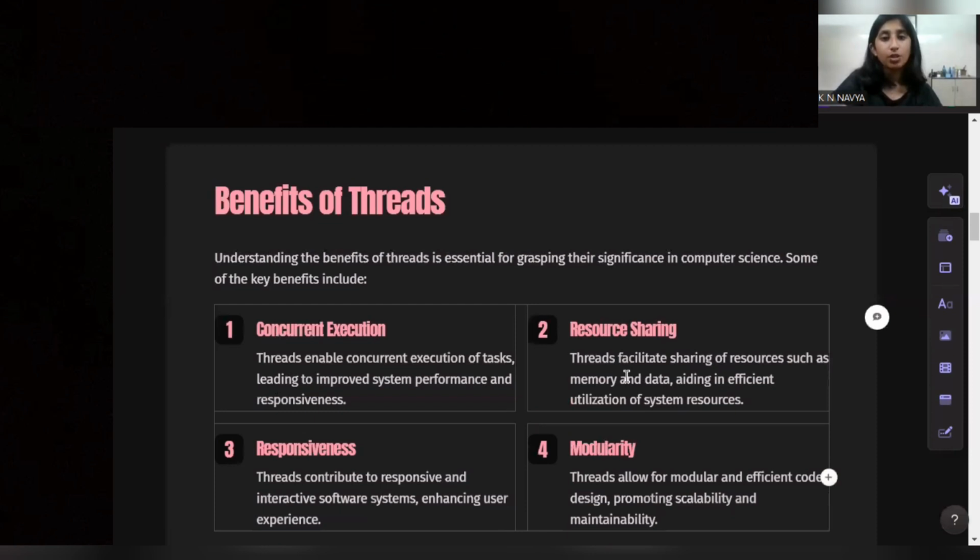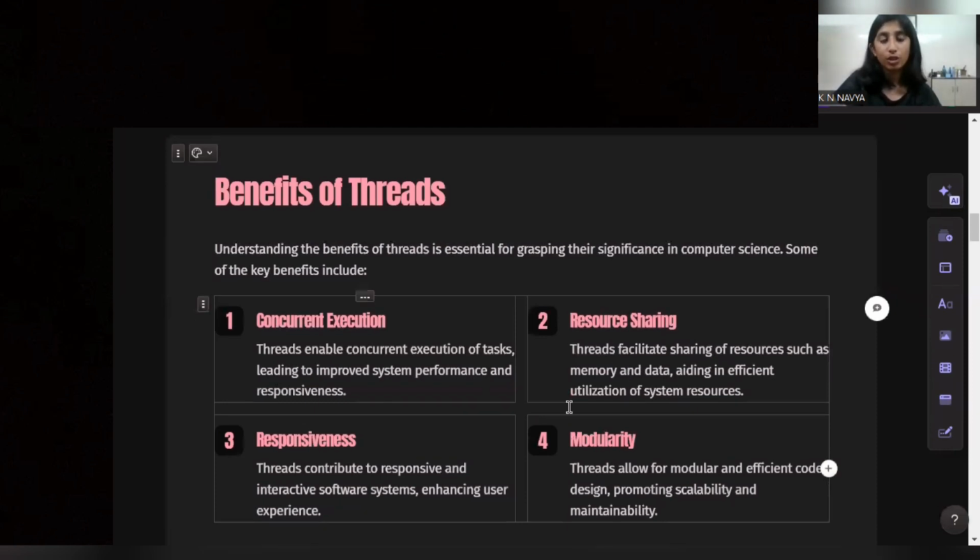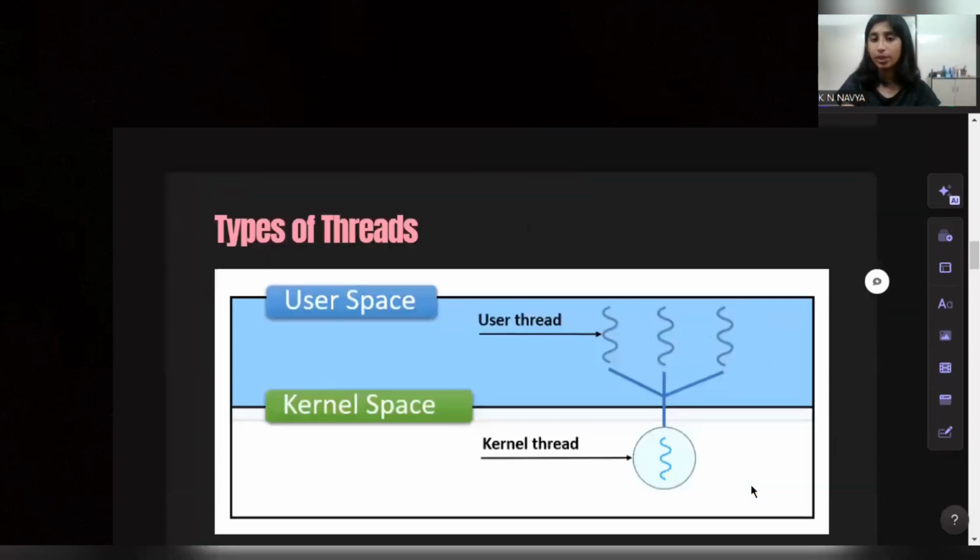Let's understand the benefits of threads, which are of four different types. Concurrent execution: threads enable concurrent execution of tasks, leading to improved system performance and responsiveness. Resource sharing, where threads facilitate sharing of resources such as memory and data, aiding in efficient utilization of system resources. Third, responsiveness, which contributes to responsive and interactive software systems, enhancing user experience. And fourth is modularity, where threads allow modular and efficient code design, promoting scalability and maintainability.